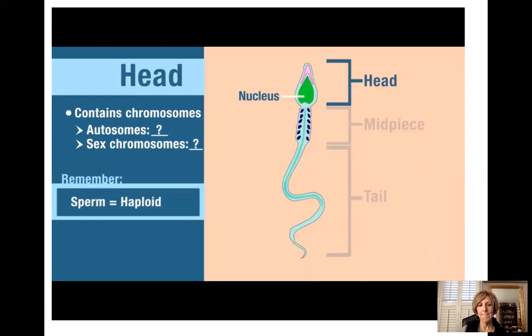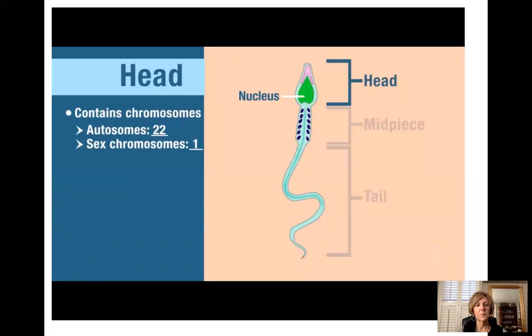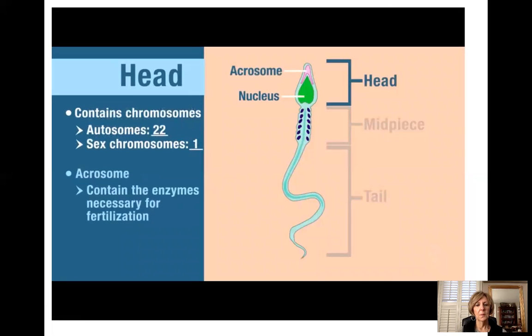Okay, so remember sperm are haploid, and because they're haploid, that means they're 1N. That means we're going to have 22 autosomes and 1 sex chromosome. Also associated with the head is the area called the acrosome. The acrosome contains the enzymes that are necessary for fertilization, and we're going to come back to the acrosome and how sperm fertilize the egg later.